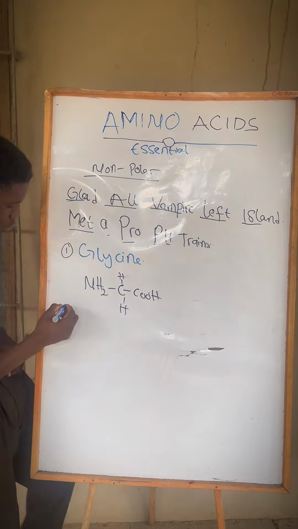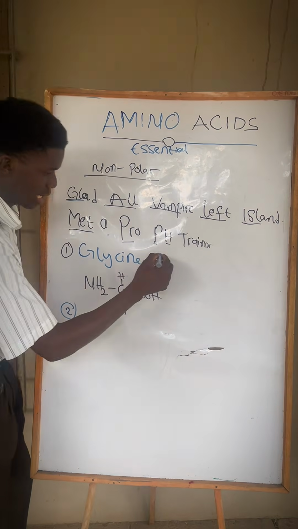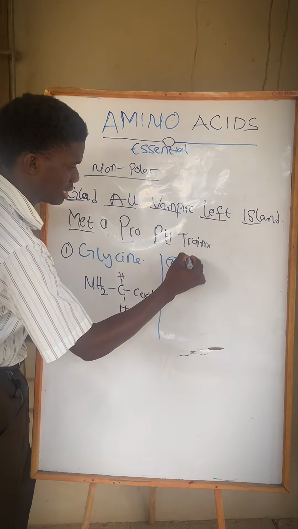After GLAD, the next one is alanine. Let me draw it beside this alanine.